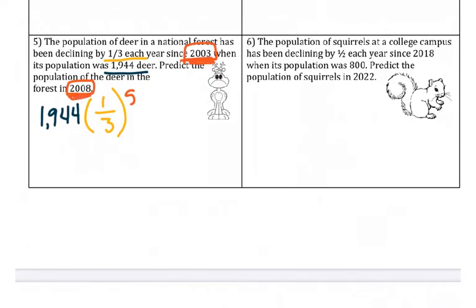So I'm going to type that in, 1944, parentheses, 1/3, you could just put 1 divided by 3, that's 1/3, raised to the 5th power. So we started with almost 2,000 deer. After 5 years, we are down to only 8 deer left.